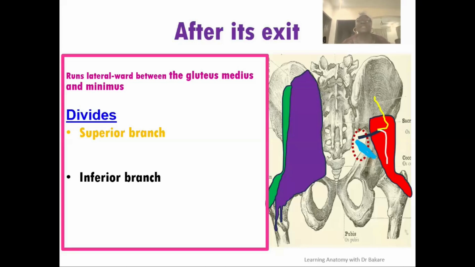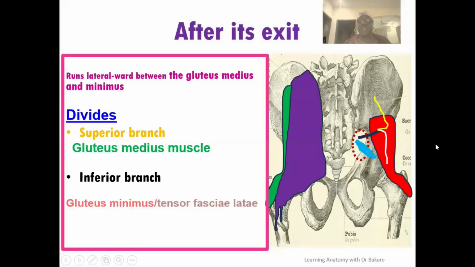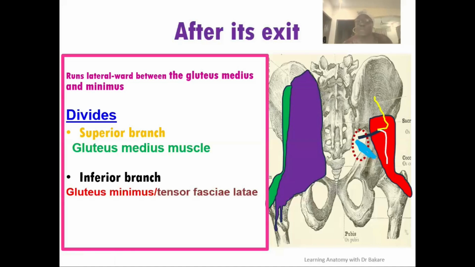The superior branch is seen to provide innervation for the gluteus medius. We know that this is the gluteus minimus here, highlighted in red, and this minimus is overlined by gluteus medius. So this superior branch is seen to be providing innervation for the gluteus medius that is highlighted here in green. Then you have the inferior branch that provides innervation for the gluteus minimus and also the tensor fasciae lata.